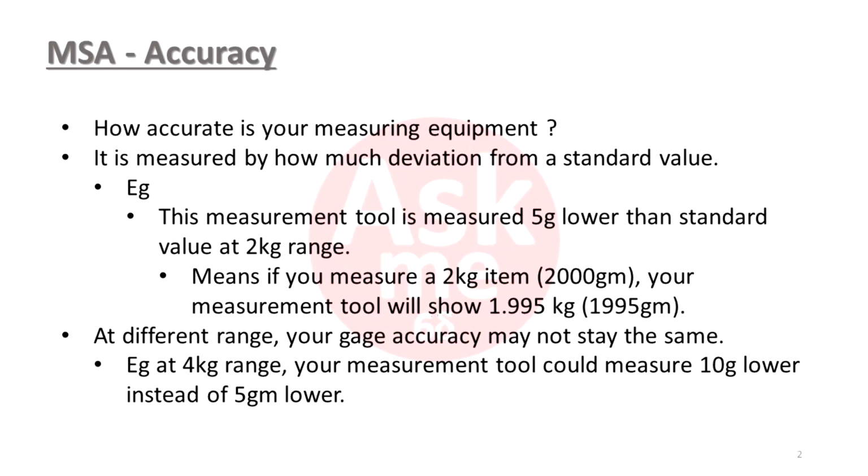For accuracy, we're talking about the amount of deviation from the standard value. For example, this measurement tool measures 5 gram lower than the standard value at the 2 kilogram range. This means that if you use this tool to measure a 2 kilogram weight, or 2000 gram, the tool will measure it at 1.995 kilograms, or 1995 gram. You cannot assume that stays the same over all the other ranges. Like at 4 kilograms, your tool could be measuring 10 gram lower instead of 5 gram.